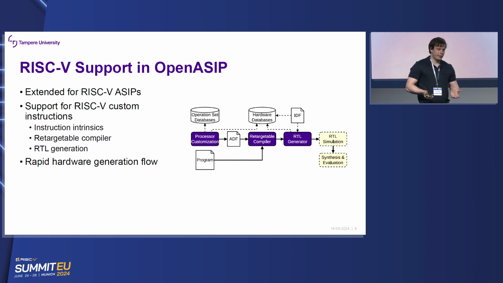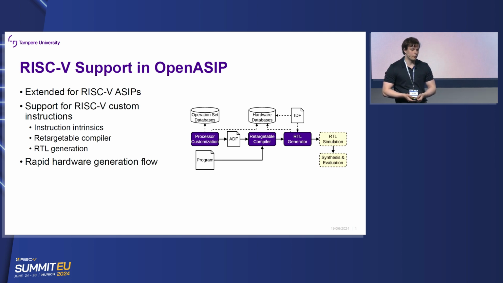TTAs are pretty great, but we thought it would be really nice to also support other architectures, so we wanted to add support for the RISC-V ISA. And the idea is pretty much the same, so we want to program these customized RISC-V processors and also generate RTL from this high-level description.